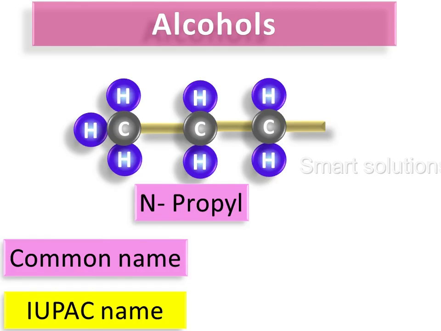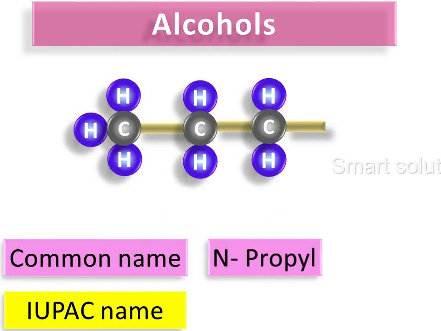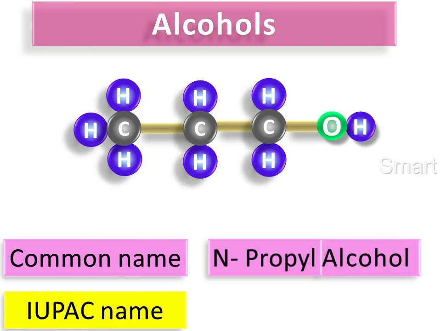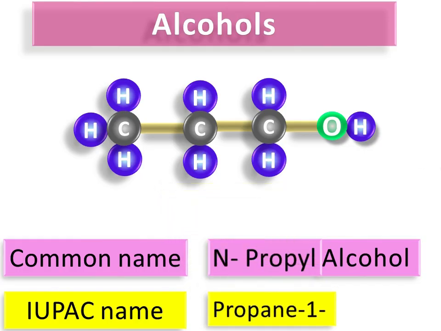Similarly, N-propyl added by alcohol is called as N-propyl alcohol, and IUPAC name propane 1-ol.